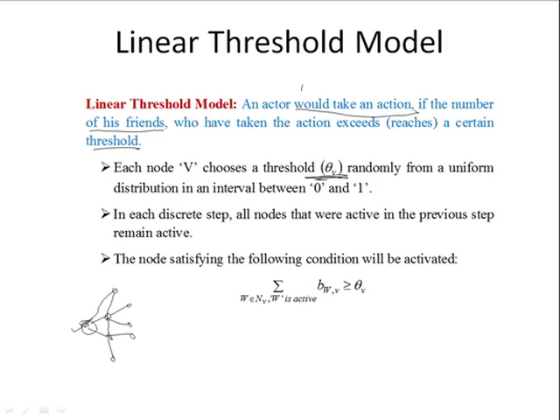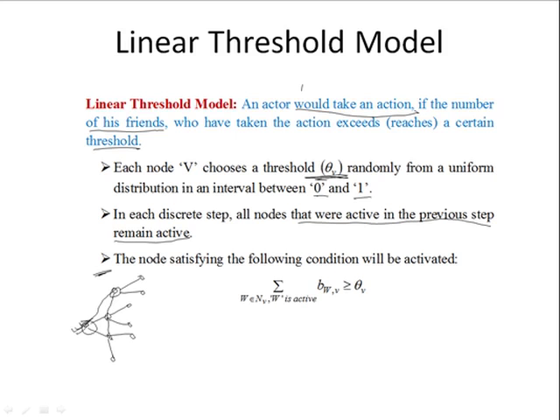And the interval lies between 0 and 1. Now the next stage, in each discrete step, all nodes that were active in the previous step remain active. Means after getting activated, we consider the node activated for the entire period.